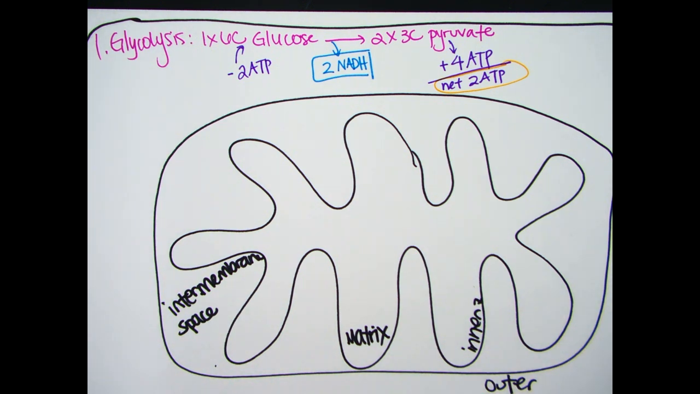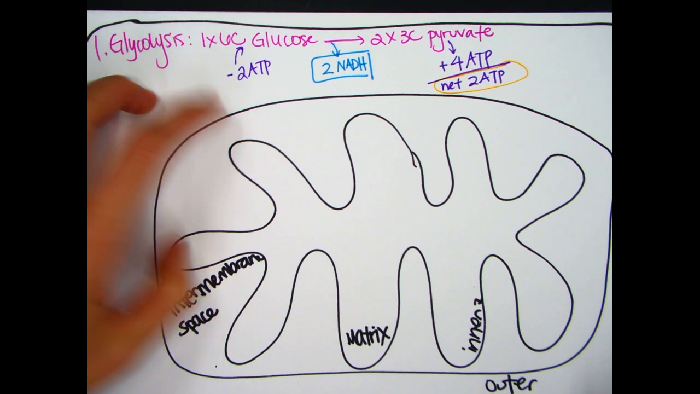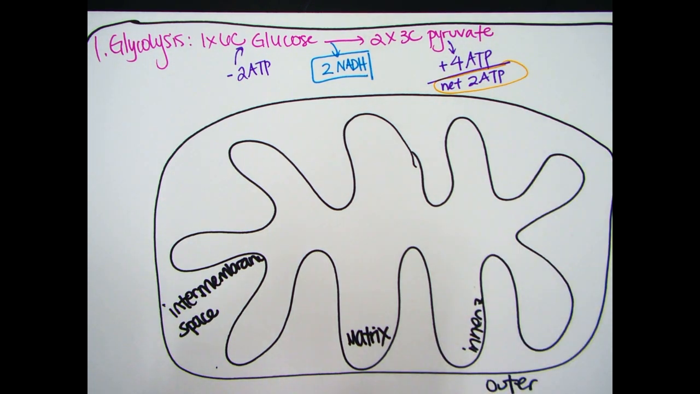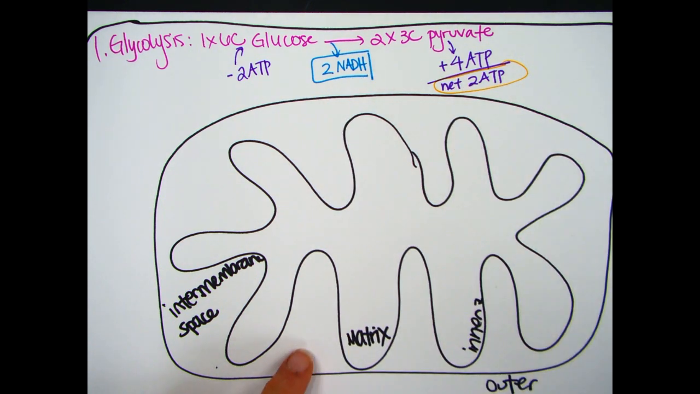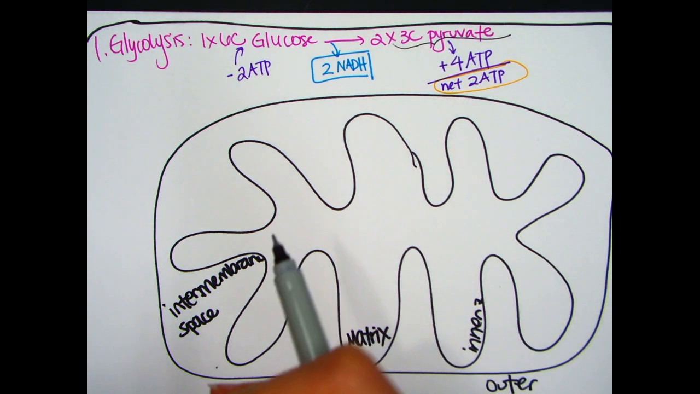So where is this happening in our animal cell? It is happening in the cytoplasm. So glycolysis happens in the cytoplasm. 1 6-carbon glucose to 2 3-carbon pyruvates produces 2 NADH and a net of 2 ATP. So from that, we're going to take our 2 3-carbon pyruvates and use them in the next step.